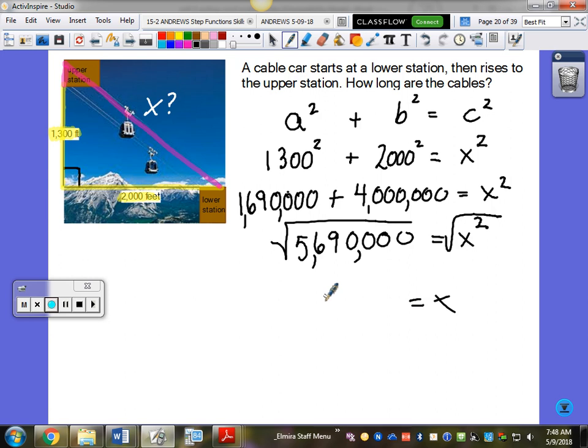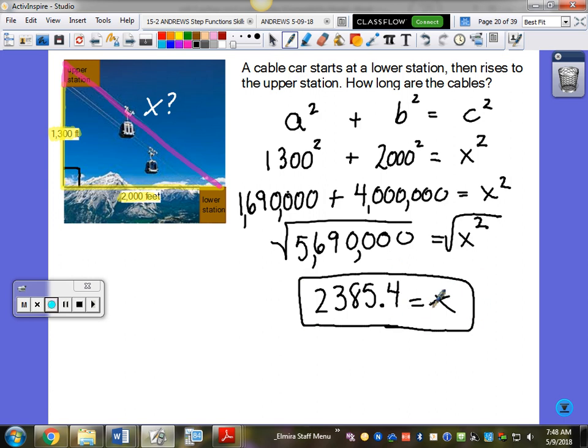And we get a value of 2,385.4. So the cable, this cable from here to here, is about 2,385.4 feet. And given the other numbers, 1,300 and 2,000, that makes sense. We want it to be a number in the thousands, and we want it to be a little bit bigger than the other two numbers. It has to be bigger than those.